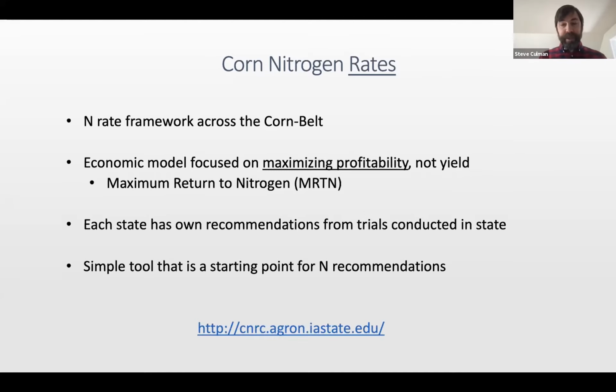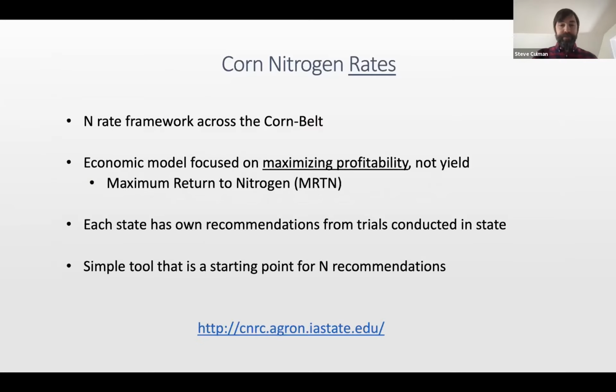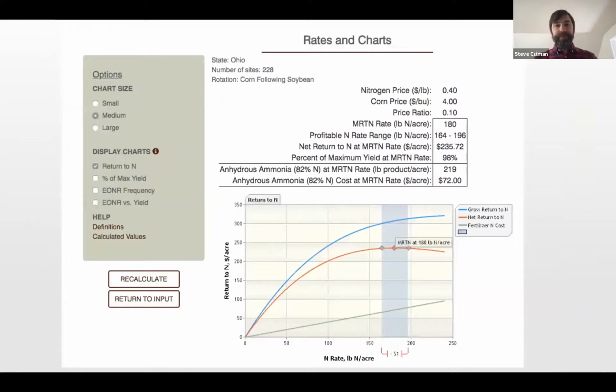It's found at Iowa State, here is the tool right here. This is what it looks like if you click on it. Sorry, I'll put that link up a little bit longer. But you come to a website that looks exactly like this, and you select your single price or multiple price, and you select the state that you're interested in.